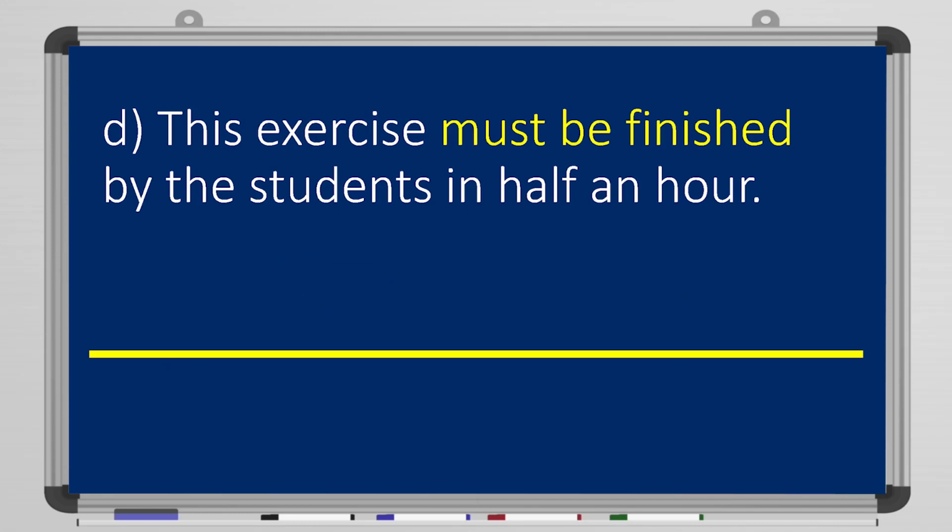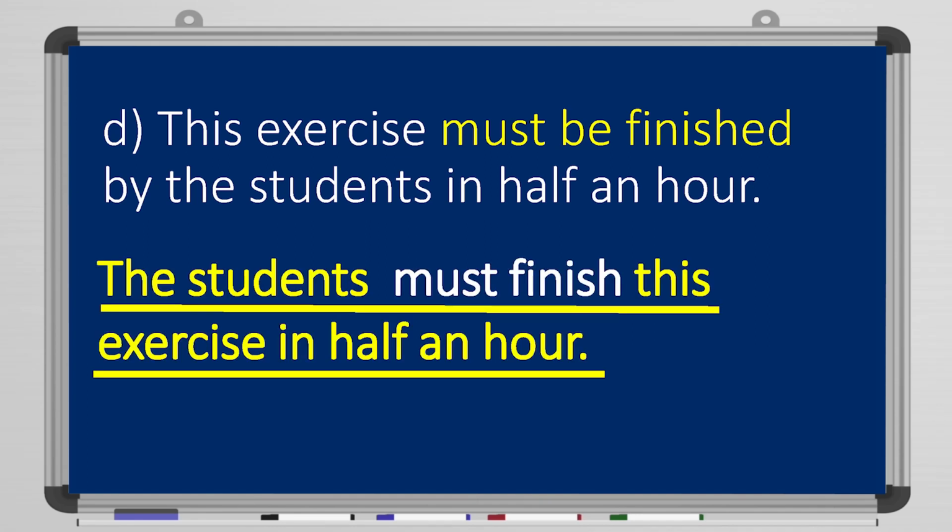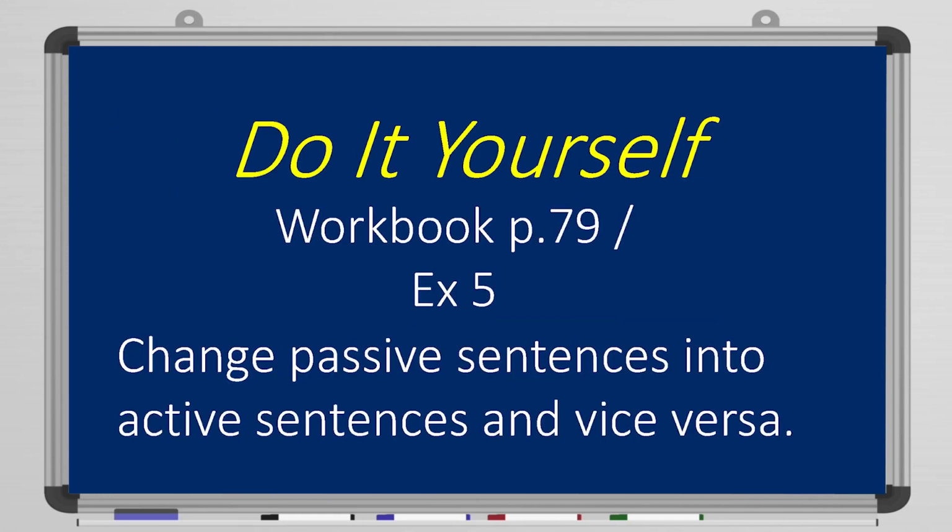Try to do this by yourself. This exercise must be finished by the students in half an hour. Did you check your answer? Let's check it together. The answer is, the students must finish this exercise in half an hour. Now it's time for you to work on your workbook exercises. Open to page 79, exercise 5. Do the exercise by yourself, and then come back and check the answers.